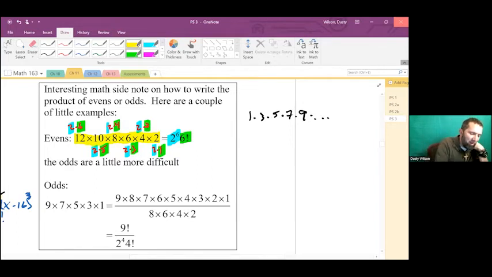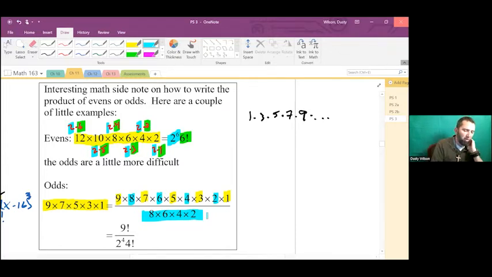So we can take the odds, the 9, 7, 5, 3, and 1, and we recognize that that's sort of like 9 factorial, but there's a whole bunch of extra terms. So it's math. If you want something, you can have it. So we insert all the missing terms, but in order to insert them, we have to also divide by 8 times 6 times 4 times 2.